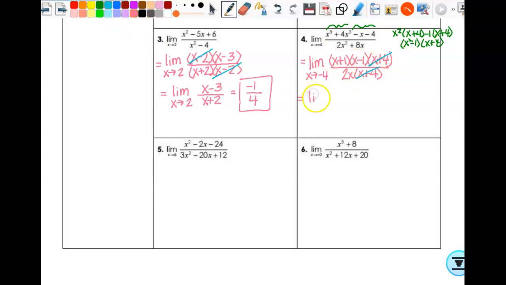That gives me the limit as x approaches negative 4 of x plus 1 times x minus 1 over 2x. So when I evaluate that, negative 4 plus 1 gives me a negative 3, times negative 4 minus 1, which is a negative 5, over 2 times negative 4, which is negative 8. So that gives me negative 15 over 8. Questions?